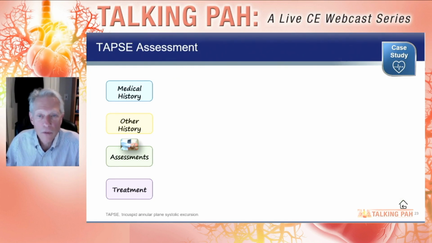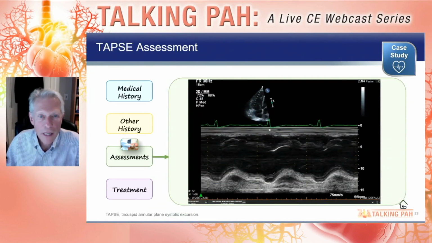The other important view that we look at is what's called the tricuspid annular plane systolic excursion, which measures, using M mode, the actual movement of that tricuspid annulus. Again, you can see that dotted line up above that runs right into the tricuspid annulus.